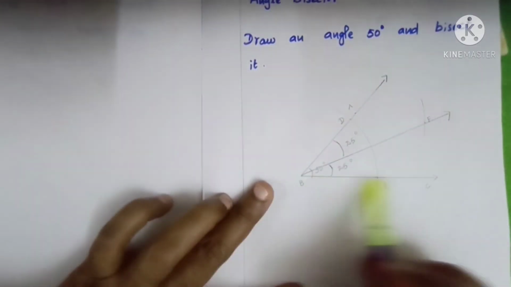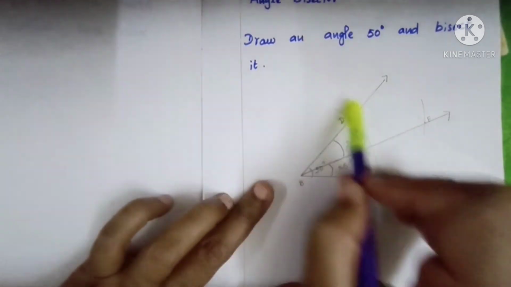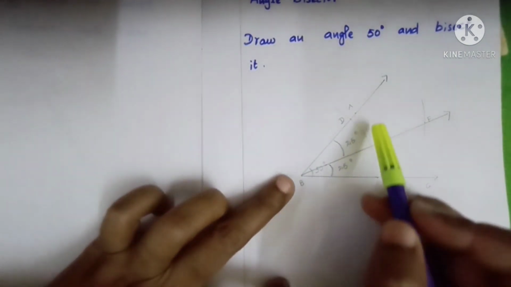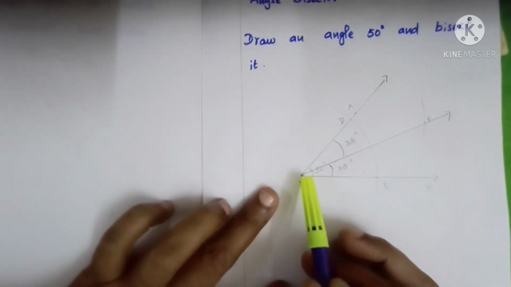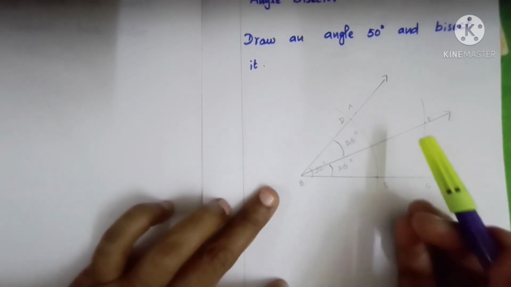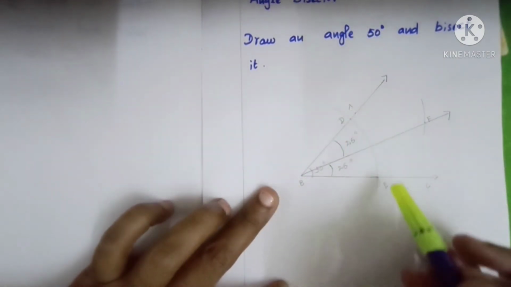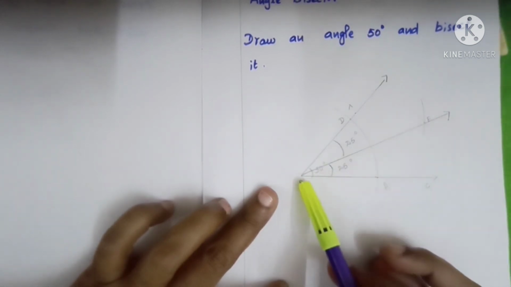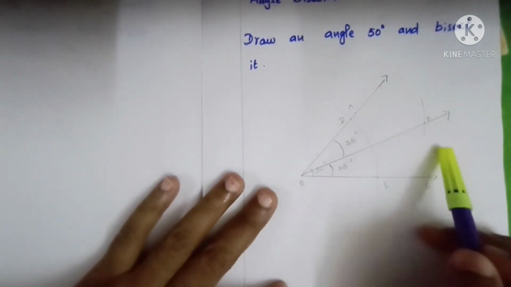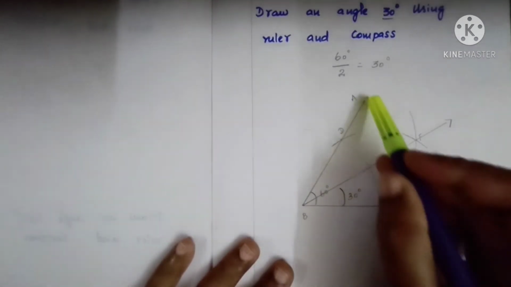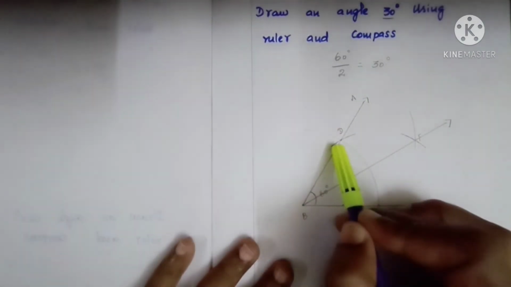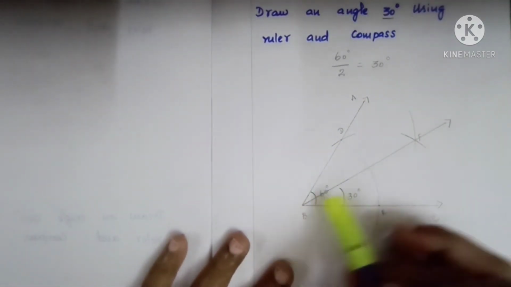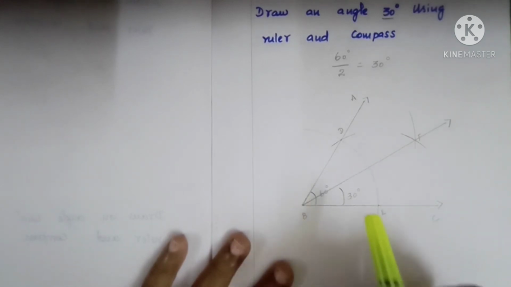Draw an angle bisector. First of all, draw an angle 50 degree. Then draw an arc. From its center, we get 2 points. And from the 2 points with the same radius, draw 2 arcs. It cut at F. It splits the angle into 2 parts. By the same way, if you bisect an angle 60 degree, you will get an angle 30 degree.